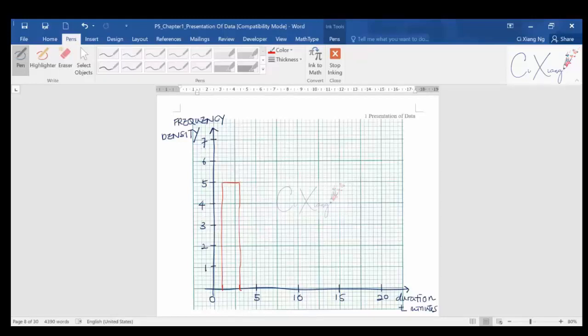Please use a ruler to help you. So this is the first bar that we have. Then how about the second bar? The second bar is from 3 to 9, and the height is 7.